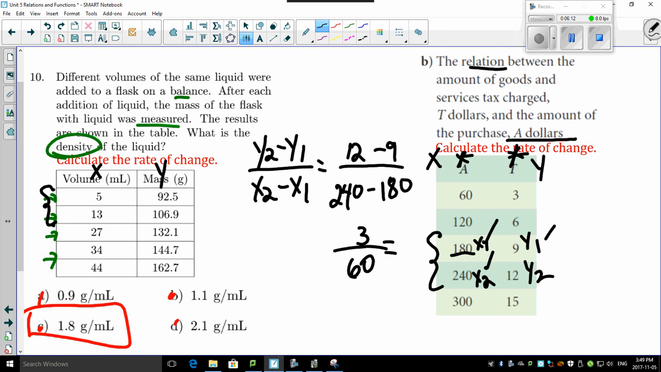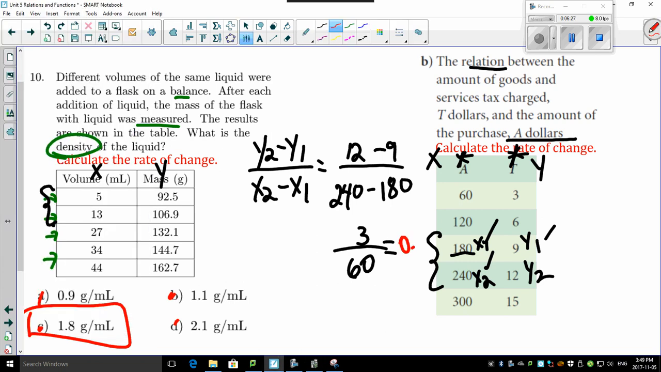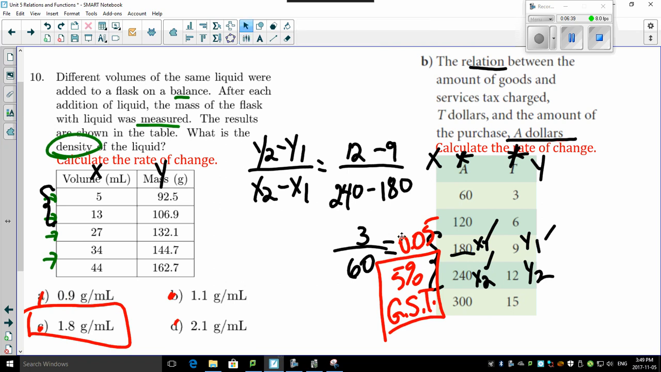Look at this. You could just figure out the rate, no problem. Bring up the calculator if you want to and go, okay, 3 divided by 60 works out to be, look at that, 0.05. 0.05 or 5% GST. Look at that. There's your tax rate. Again, very simple, using the idea of slope as a rate of change.